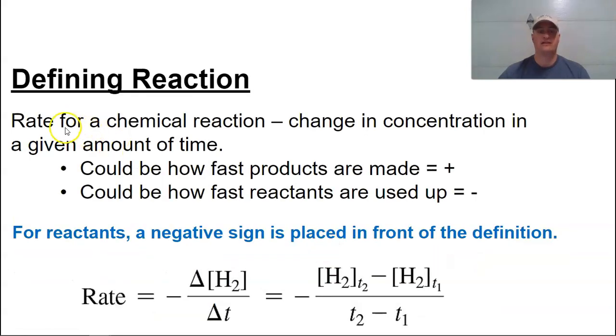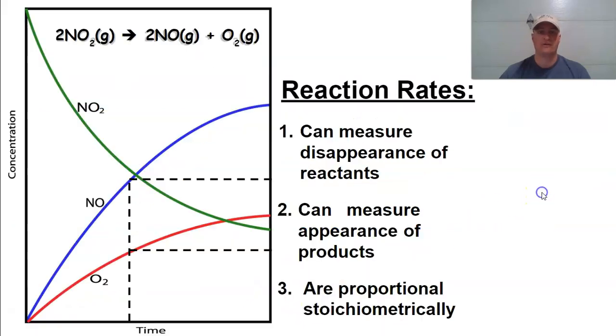So when we're trying to define a reaction rate, we want to look at the change in concentration. Just like I said, how fast reactants are used up will be negative. How fast products are formed will be positive. So the negative goes with the change in concentration over the change in time, which is from 2 time points. Again, this reflects a reactant. Positive would be part of a product.